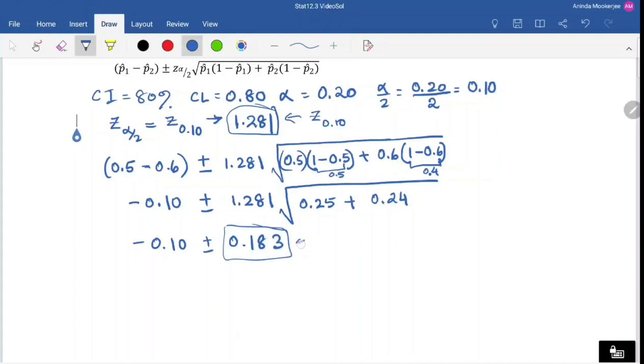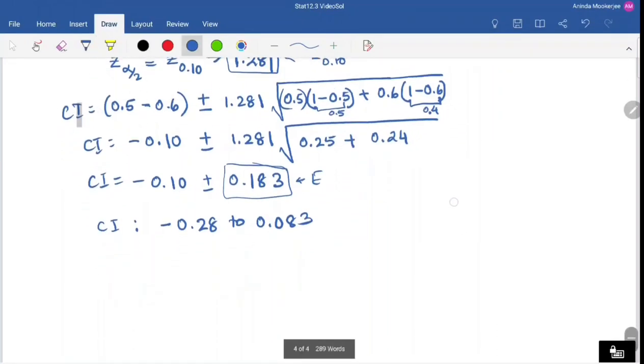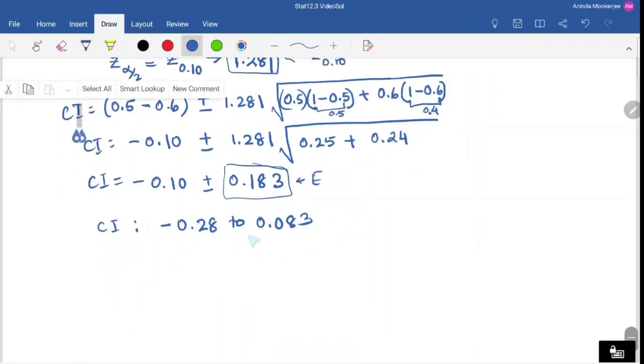0.183 is our margin of error, which we add and subtract to minus 0.10, and we come up with a confidence interval which extends from negative 0.28 to 0.083. So this is all the CI calculation. Now, let's look at the confidence interval. Of course, we have to interpret it. Let's do the interpretation first.